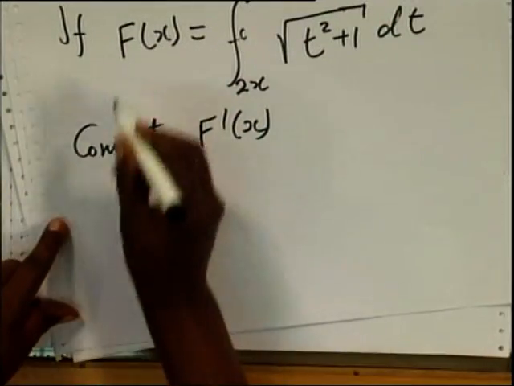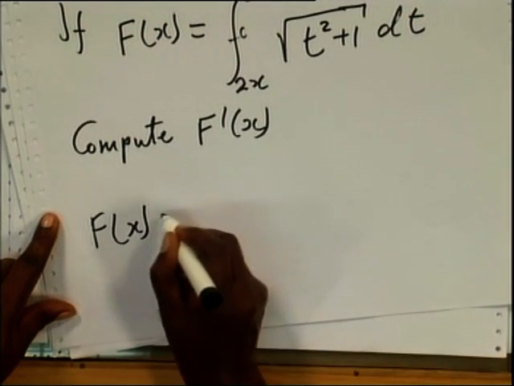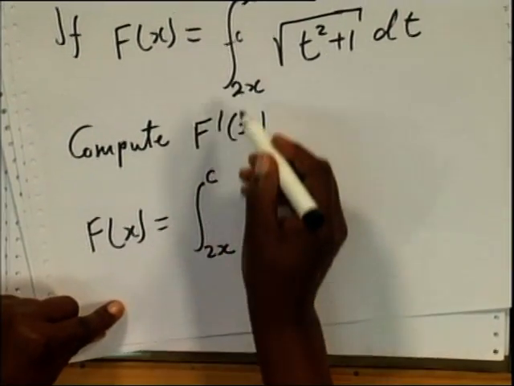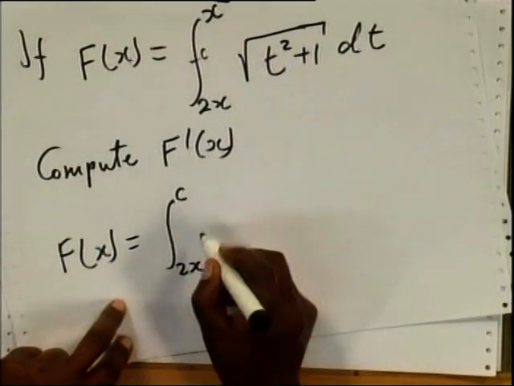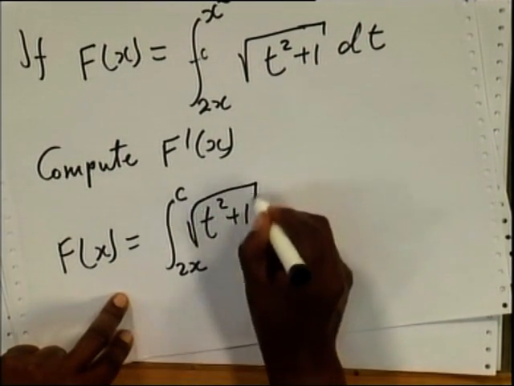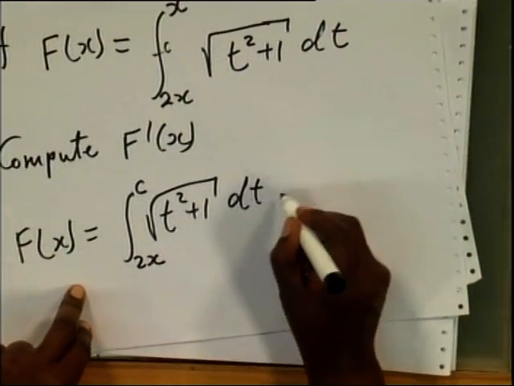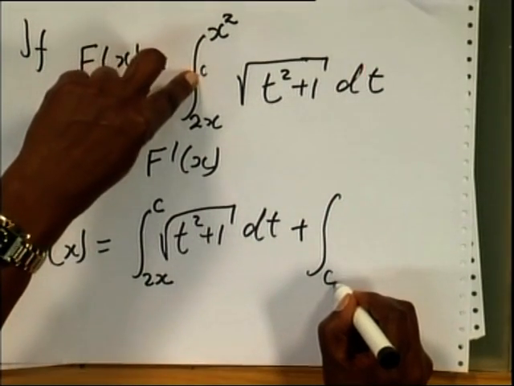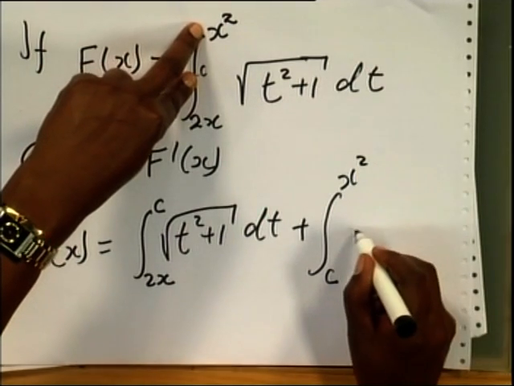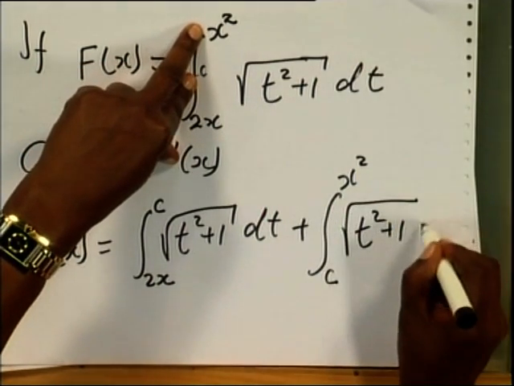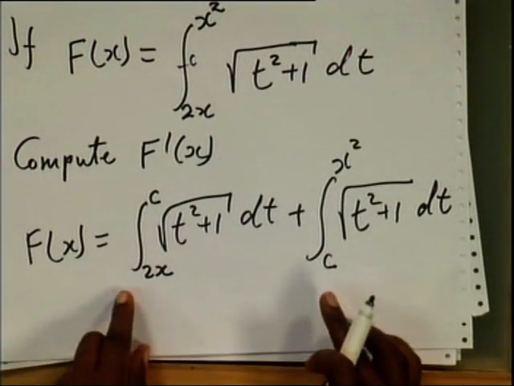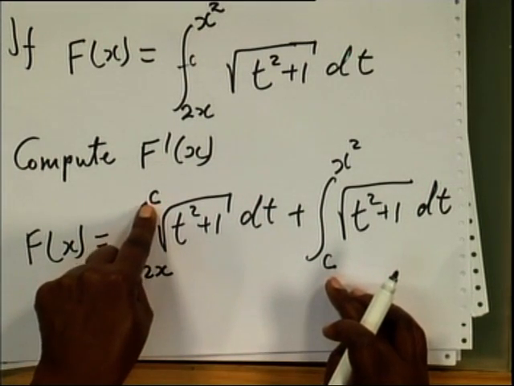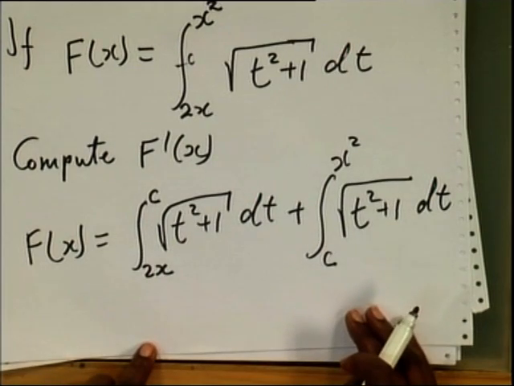What do I do with this one here? So my function becomes, I write my function f of x as the integral from 2x up to a constant c. This constant must be between 2x and x squared, of this function square root of t squared plus 1 dt, plus, I'm dividing the function in two sections, the integral from the constant c up to the variable x squared with the same function dt. So I'm dividing my integral in two parts so that I create an integral with a constant, so I can apply the fundamental theorem of calculus part 2.